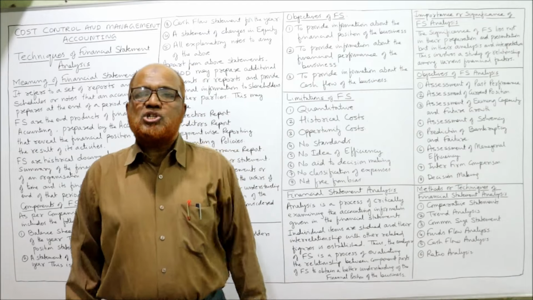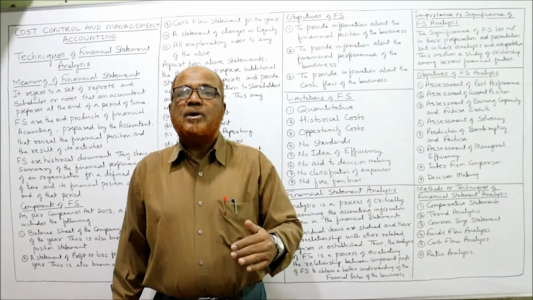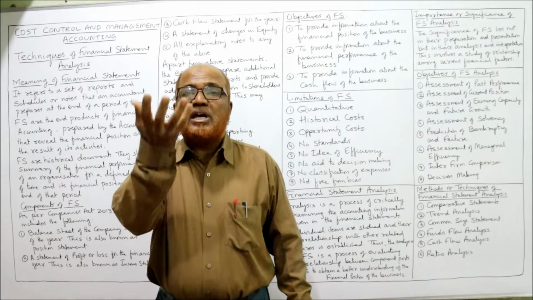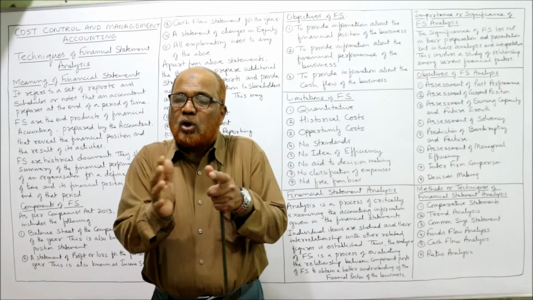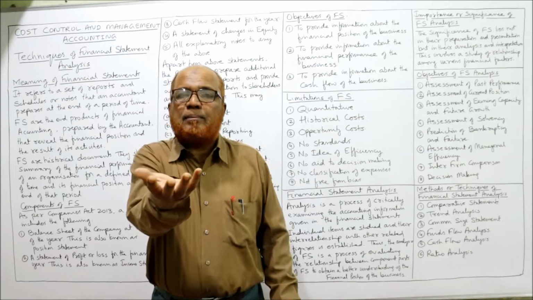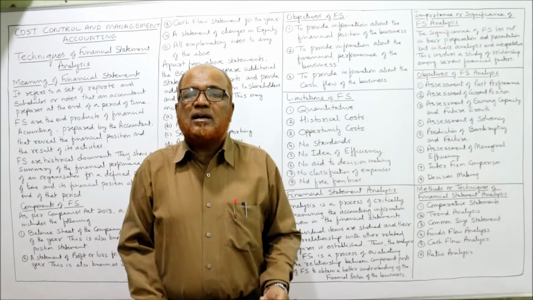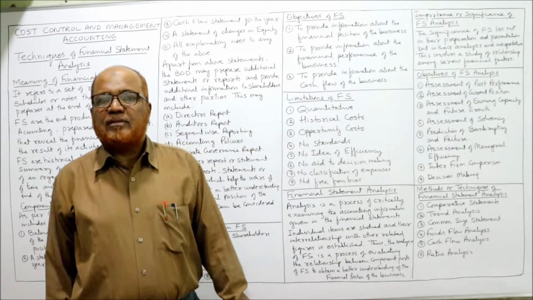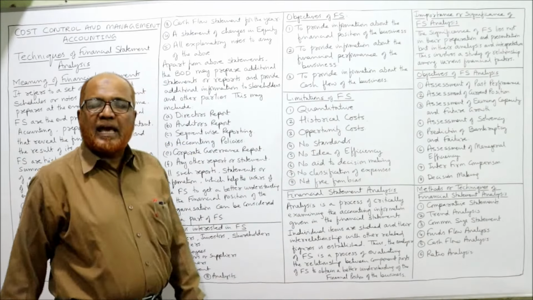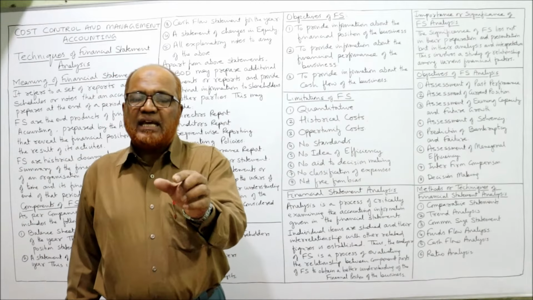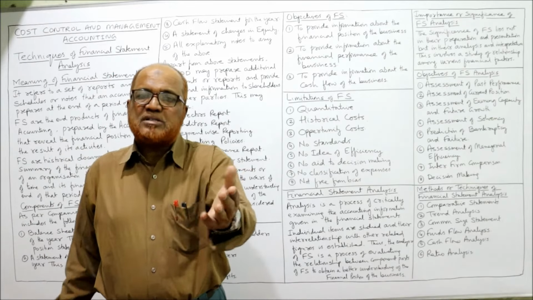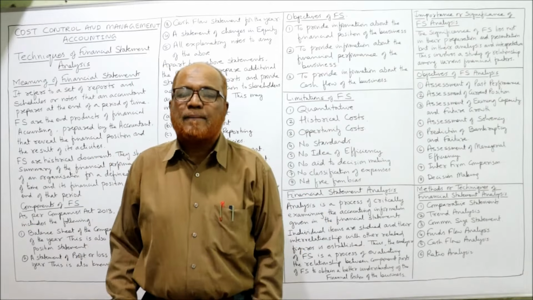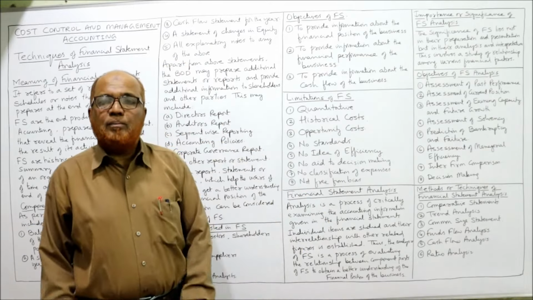So why do we make a relationship? To get more information. By making a relationship, information will be generated. Otherwise, if we simply keep it as it is, we will not get sufficient information. Now, importance or significance. I have explained analysis. Analysis means individually studying the individual items of the financial statements and making the relationship between different items of financial statements. Now, significance or importance.